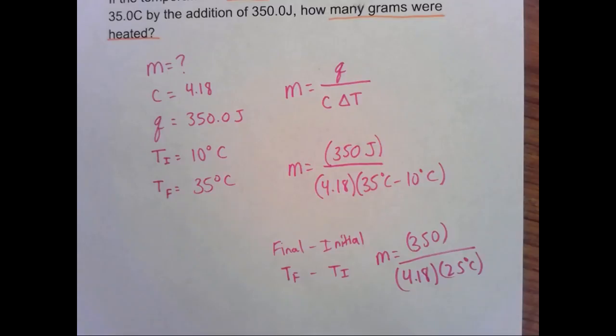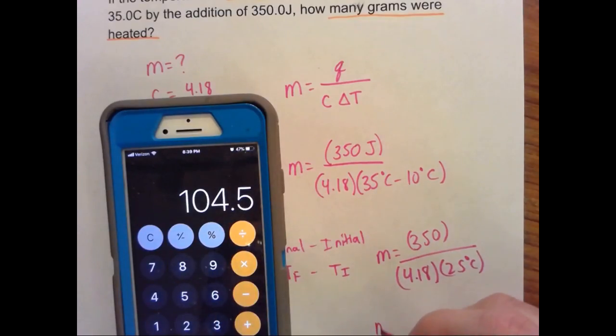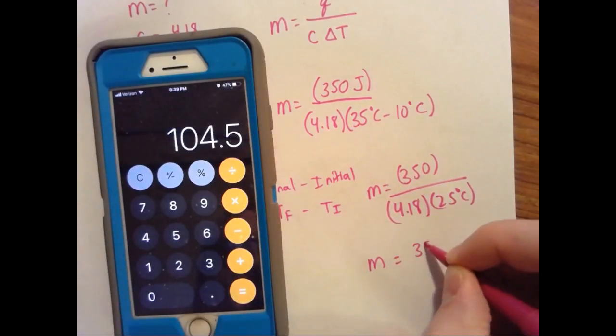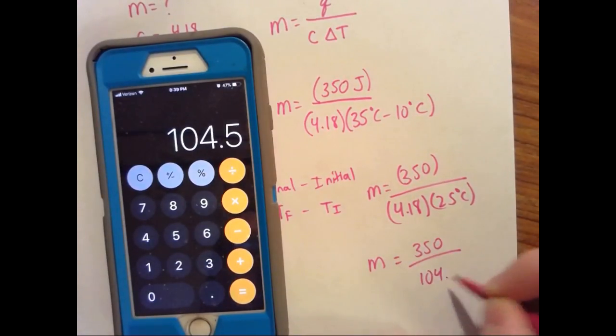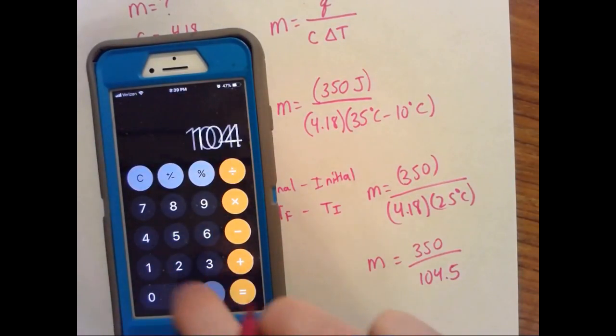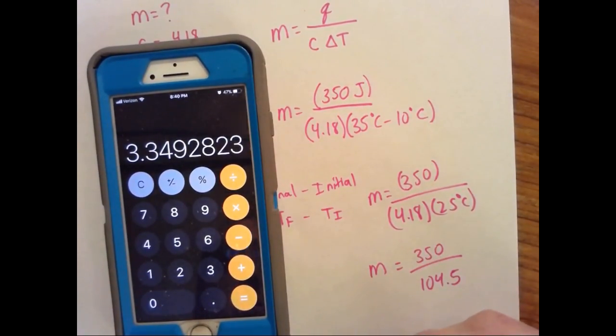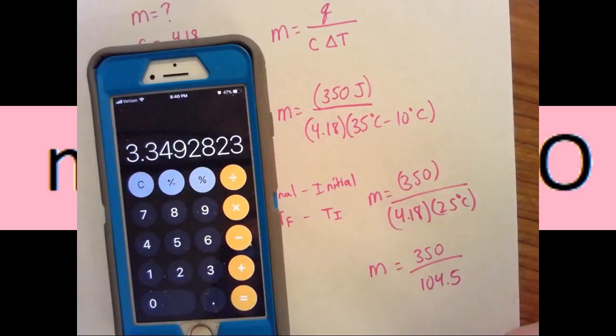So we can go ahead and put that in our calculators and solve pretty quickly. Actually, let's do the denominator first. So 4.18 times 25, and then it tells me that now M equals 350 over 104.5. So I can take 350, divide that by 104.5, and my answer for M, the amount of grams, remember it's in grams, is going to be M is equal to 3.35, I'm going to round that up, grams of H2O.